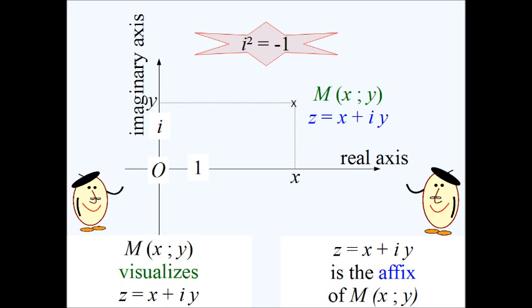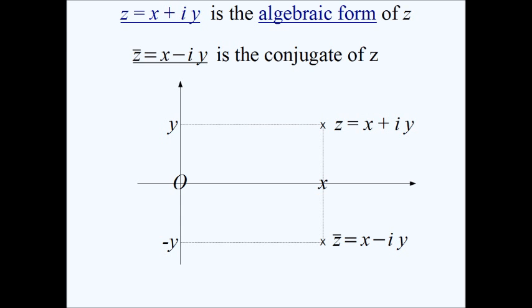You see the two axes, the real axis and the imaginary axis. You see that numbers and points are very closely linked. The number is called the affix of the point.